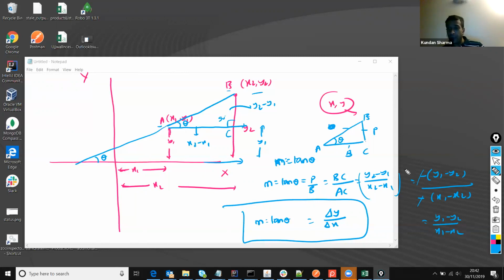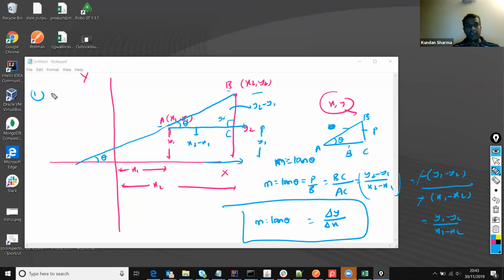So it doesn't matter, your slope could be y2 minus y1 upon x2 minus x1, or it could be y1 minus y2 upon x1 minus x2. So basically what we're trying to calculate is change in y divided by change in x. Is it clear to you? So this is called the slope of a line, and this is basically the 2-point slope formula, right?